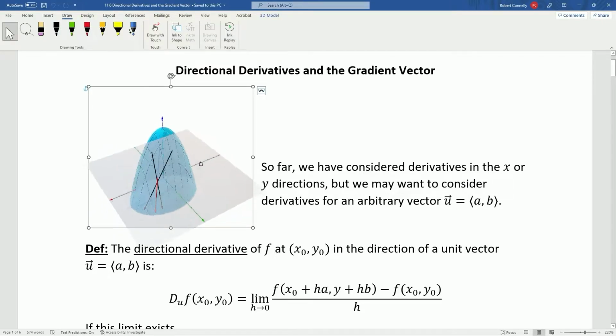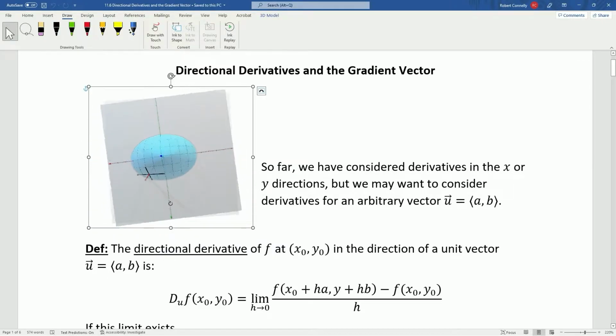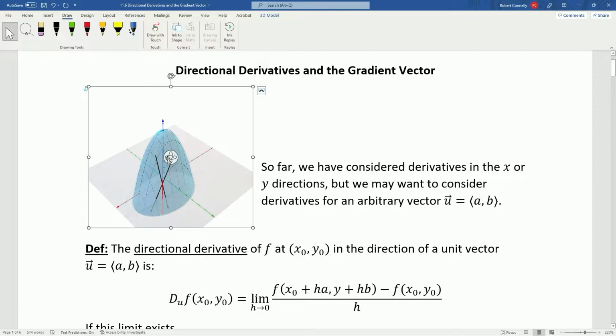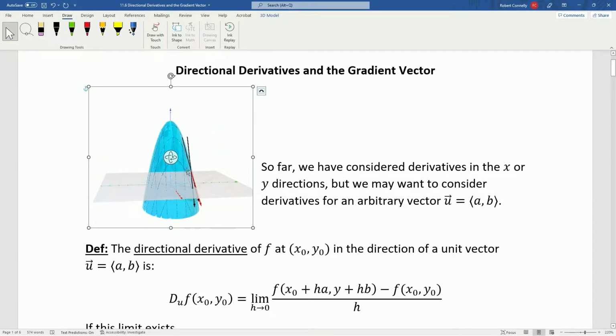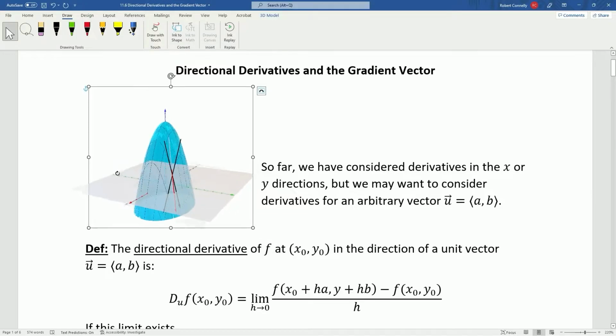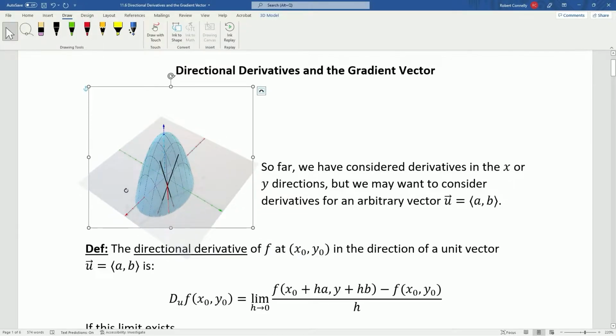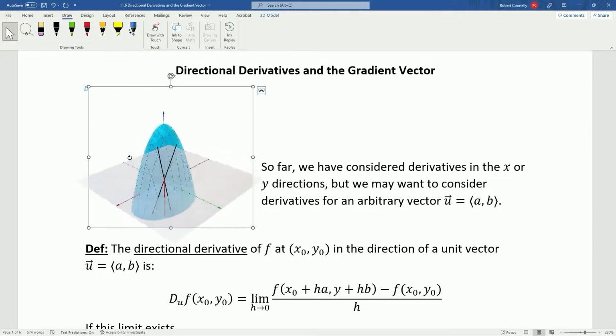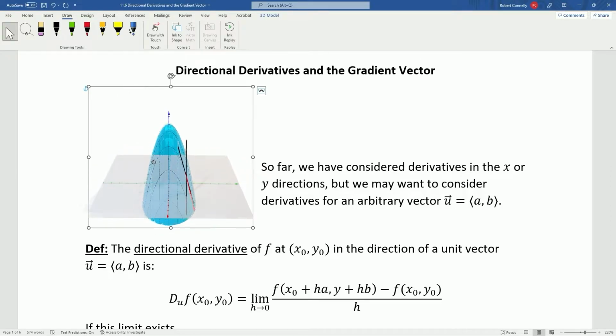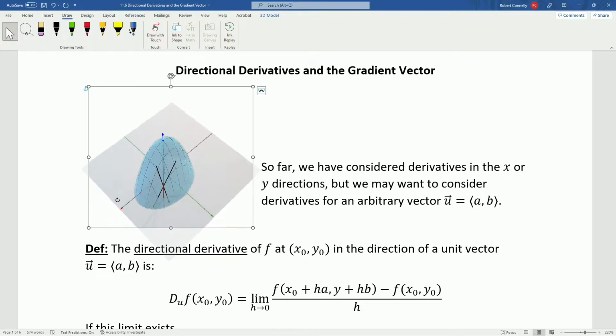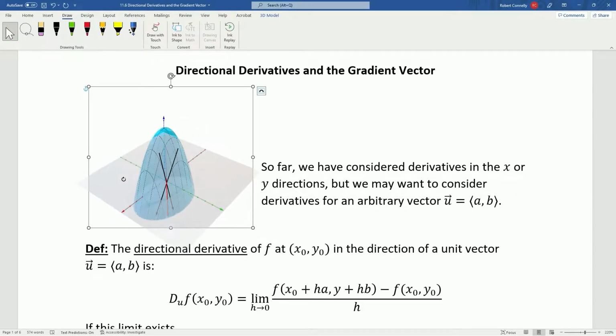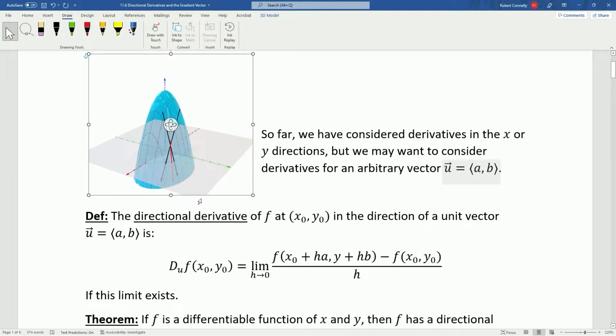If we look at this model here, we see we've got our vectors in the y direction and the x direction. This red vector is at this point on the curve, and it's heading in this arbitrary direction. I think it's actually heading at about 45 degrees from the x-axis, but just pretend it's arbitrary. The idea here is how do we analyze the behavior of this function in arbitrary directions rather than just along the x or y path? Well, that's what we call the directional derivative.